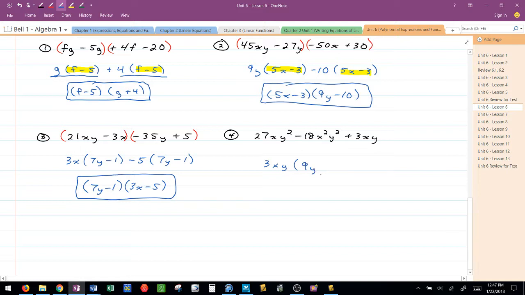I get 9 minus 6xy plus 1. And for this problem, all that I could do was GCF factoring. Hopefully this helps. Good luck.